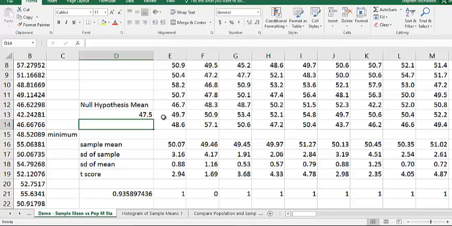I mean, the things that affect it are the number of data points. So I could have a smaller difference between my sample mean and my null hypothesis mean if I had more data points, because that would reduce this value. And also if I could reduce the standard deviation of the samples, and some of that's controllable and some of it's not.